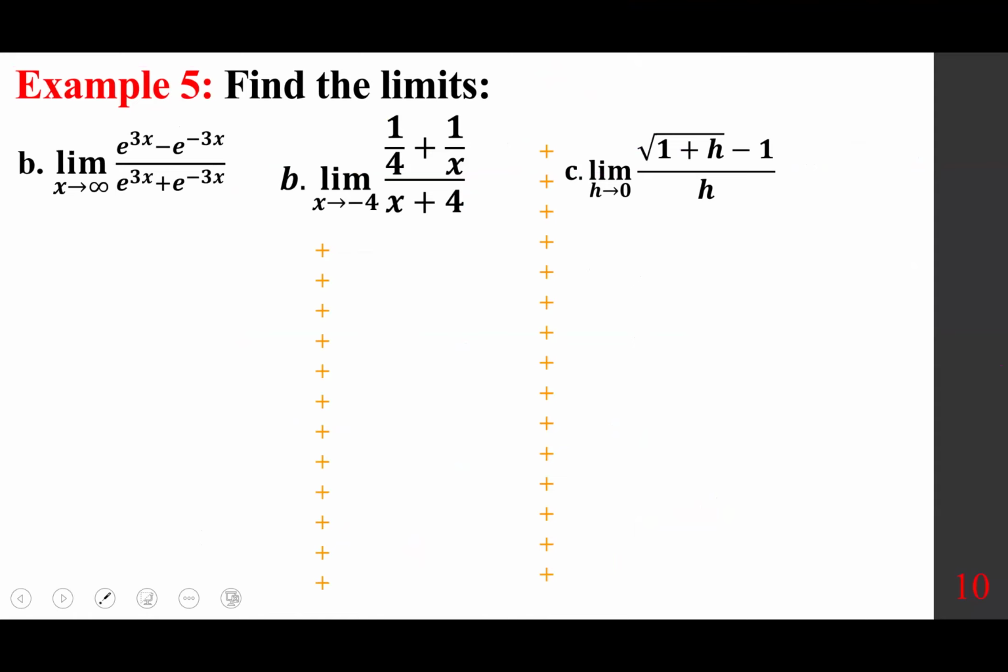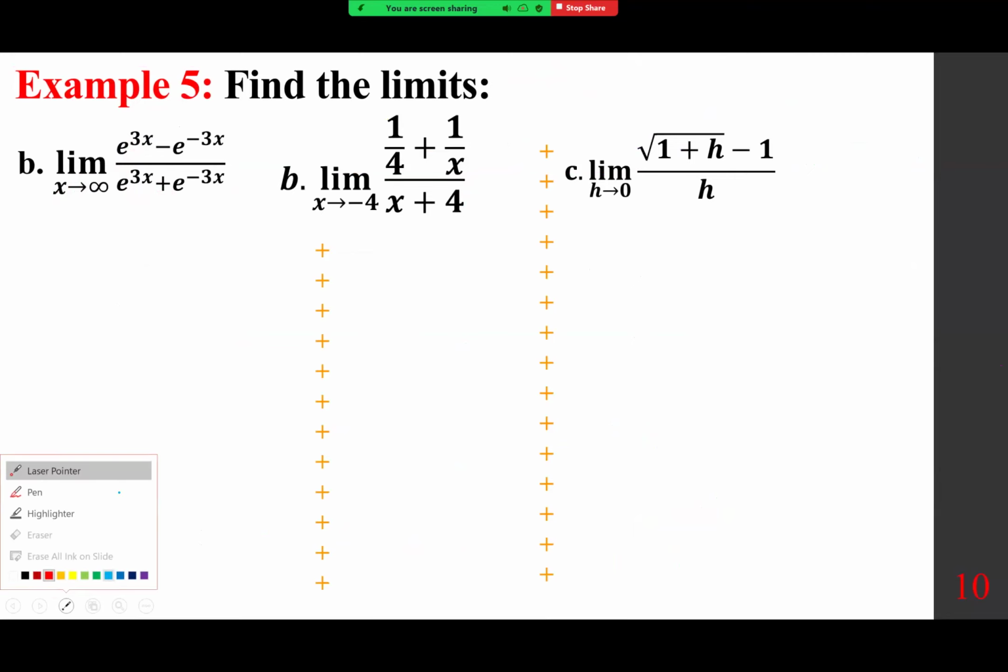Let's find the limits, and because in this case x is approaching infinity, if you plug in, you get infinity over infinity. You plug in, you get 0 over 0 here. You plug in, you get 0 over 0 here. So because x is approaching infinity, we are going to use the same technique with rational functions. That means divide by highest value.